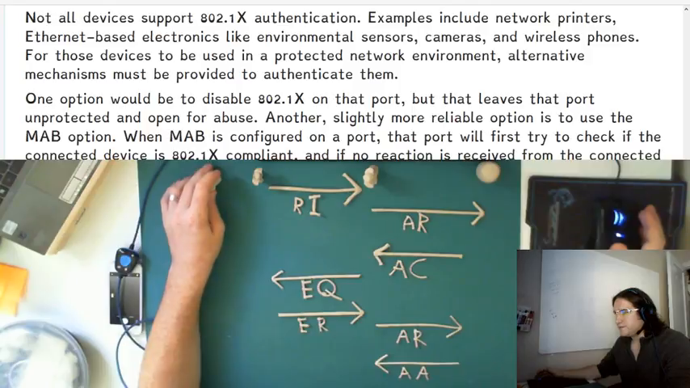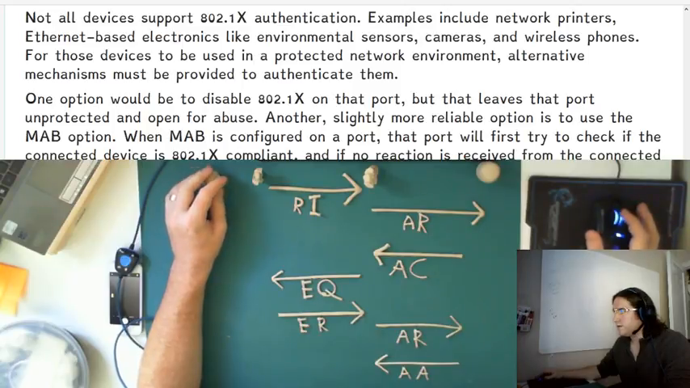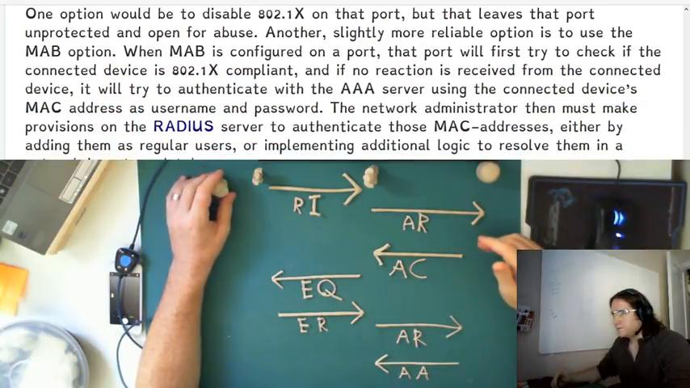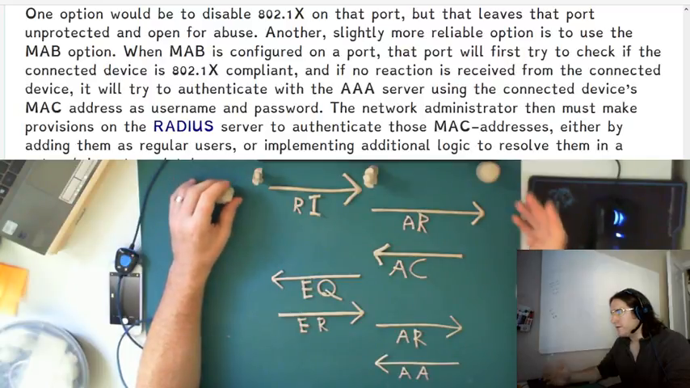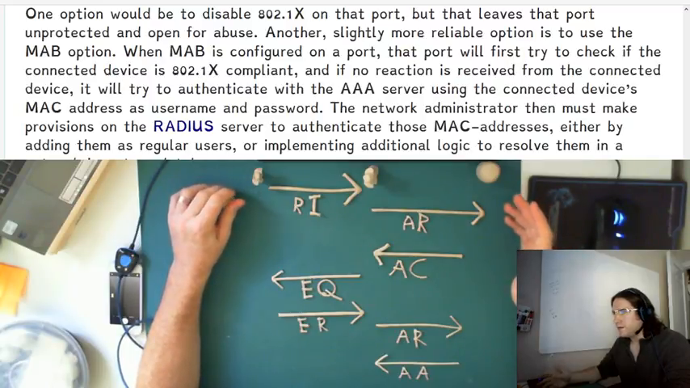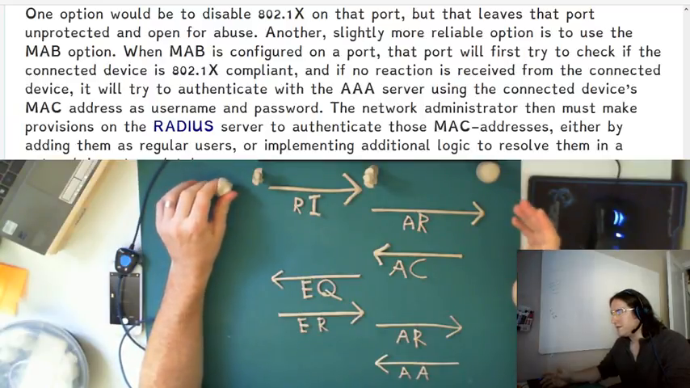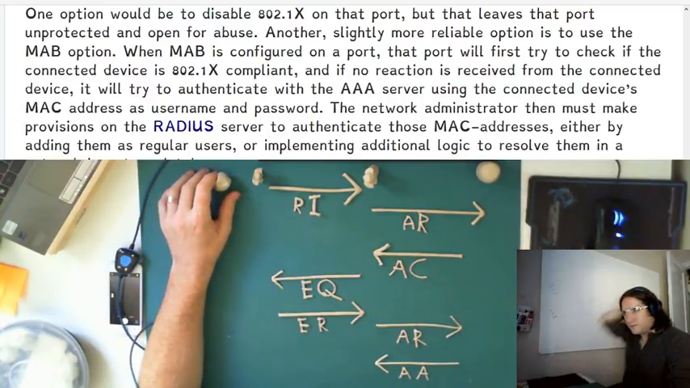For those devices to be used in a protected network environment, alternative mechanisms must be provided to authenticate them. One option would be to disable 802.1x on that port and leave that port unprotected and open for abuse. Another slightly more reliable option is to use MAB.